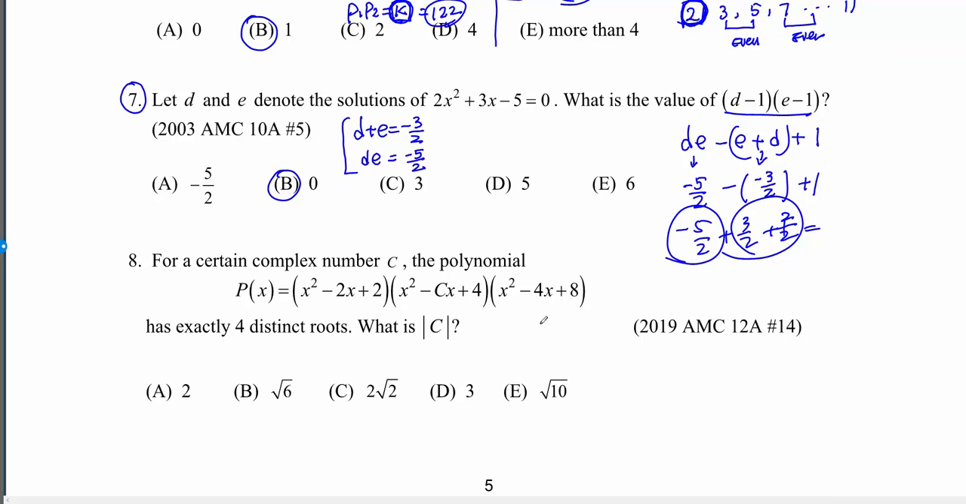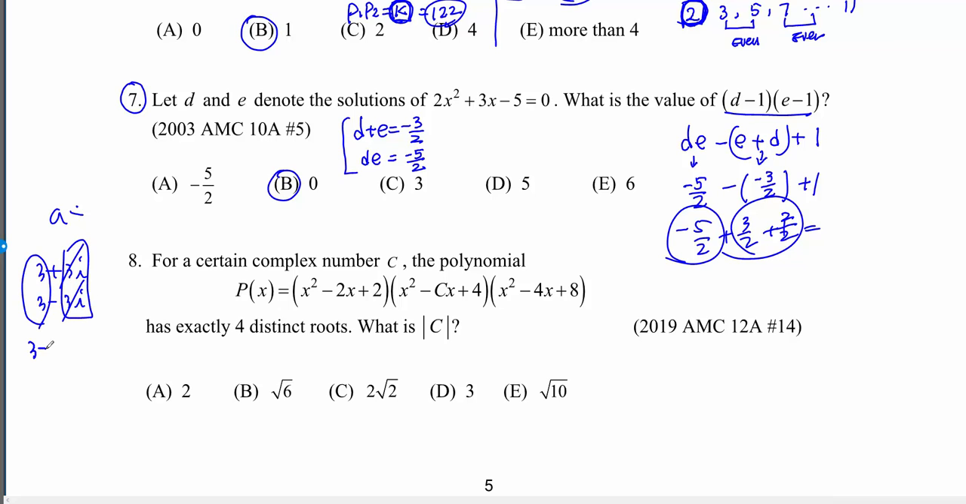Do you have any idea about complex roots? Vieta's formula, real root or complex root, it doesn't matter. Vieta's formula always works. The product and sum are always real numbers, but roots can be imaginary because of conjugates. One root is 3 plus 3i, the other is 3 minus 3i. That is a conjugate. When you add these two roots, it's always real, because the imaginary parts cancel out.